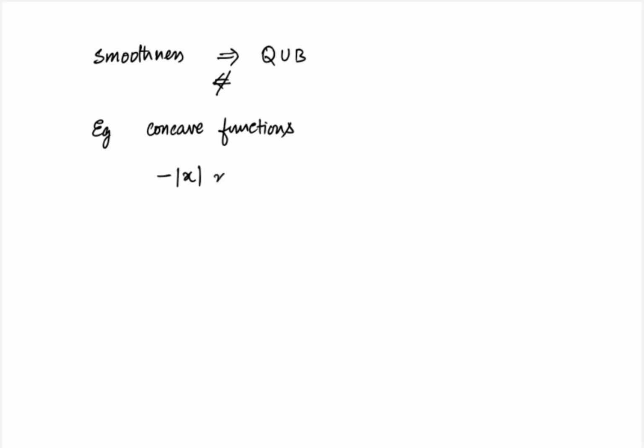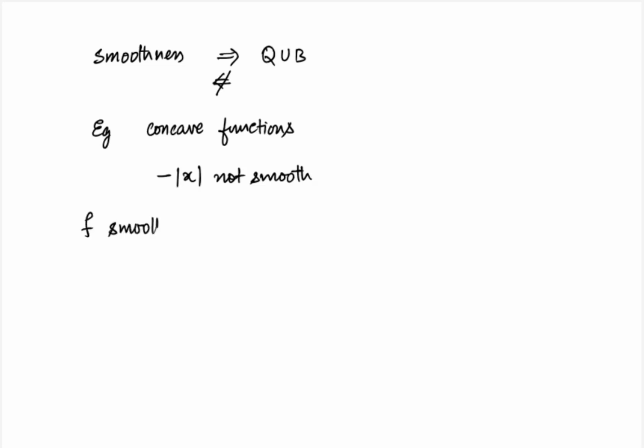So we have seen so far that smoothness implies quadratic upper bound. However, the converse is not true. That is, the quadratic upper bound does not imply smoothness. In other words, the function could have an upper bound but still not be smooth. For example, any concave function can be upper bounded by a tangent line by definition, but need not be smooth. As a specific example, the function minus absolute value of x is a concave function that can be upper bounded by a line, but is not differentiable at x equal to 0.